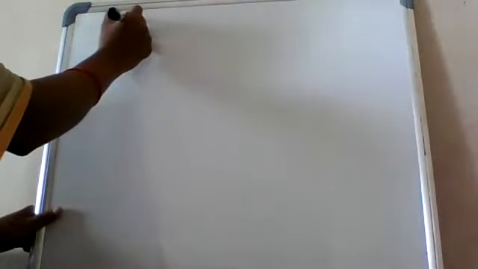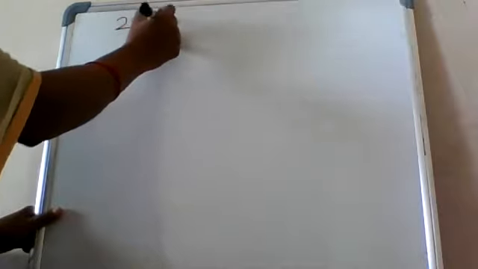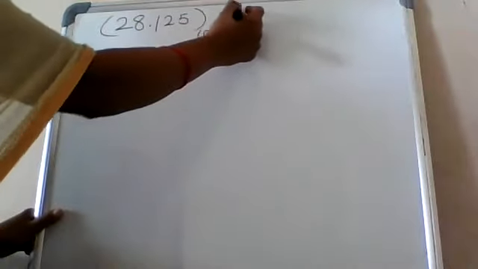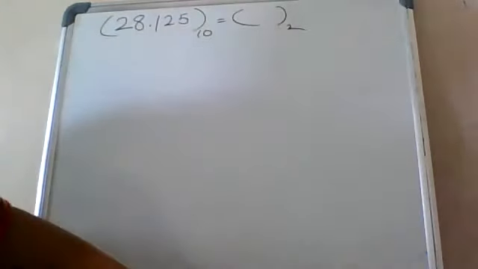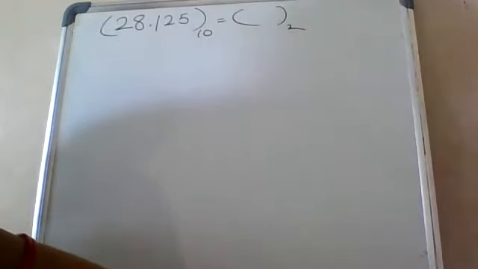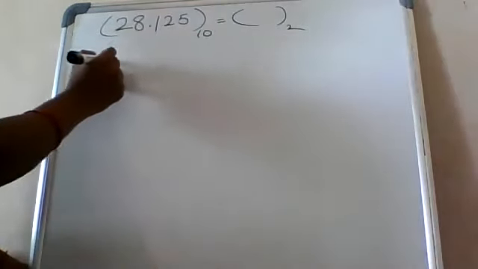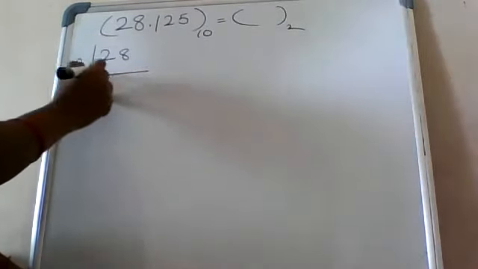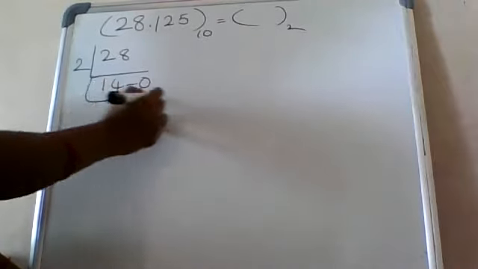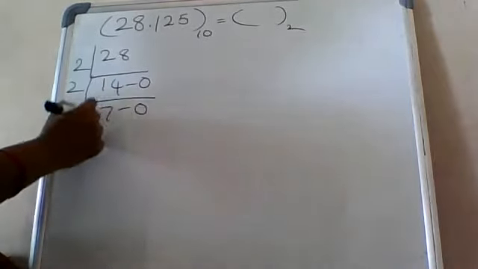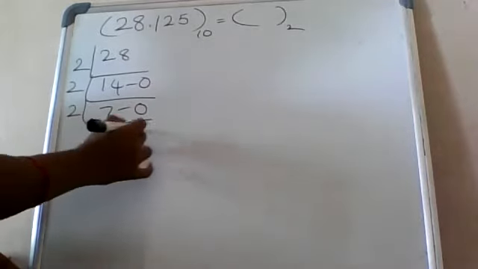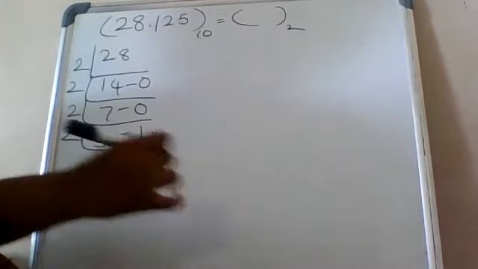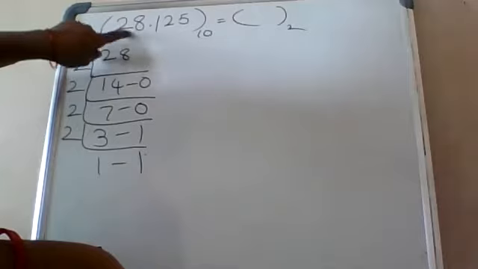Next, another example, 28.125 base 10, conversion to base 2. So 28 first, divide by 2. 2 times 14 is 28, remainder 0. 2 times 7 is 14, remainder 0. 2 times 3 is 6, remainder 1. 2 times 1 is 2, remainder 1. This is only for the 28 part.